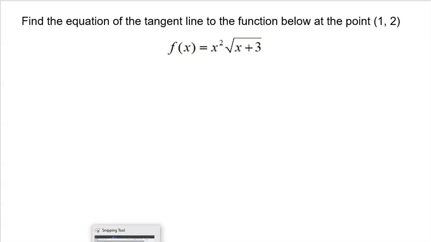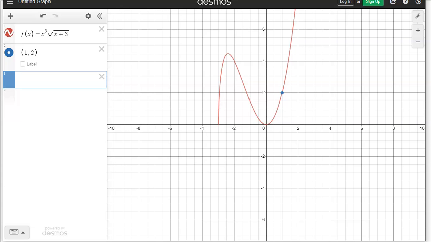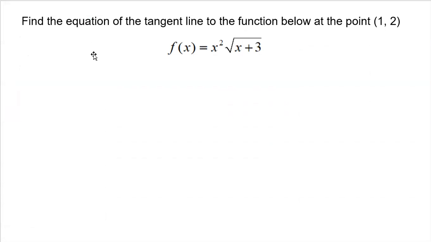I actually made a graph of this in Desmos so we could take a look at it real quick. So here is the actual graph of this function, and I even plotted the point (1, 2). And again, I don't want to just find the rate of change of the slope at that point, which is what we were doing earlier. I actually now want to find the equation of the line that is going to be tangent at that point. So let's get back to it.